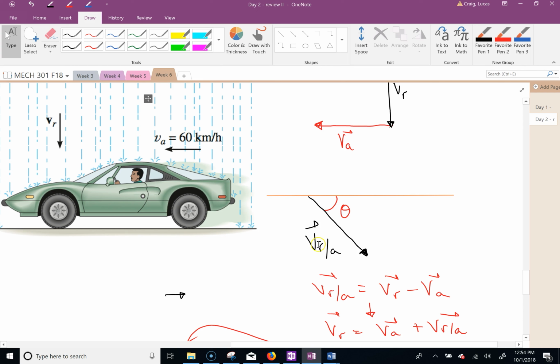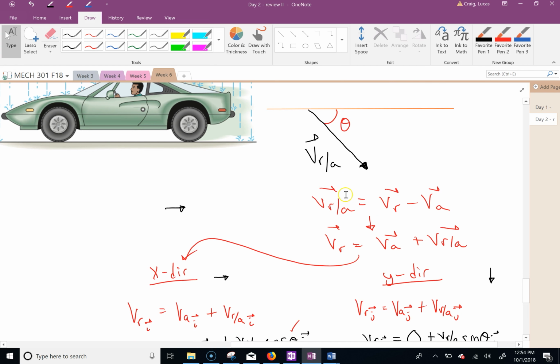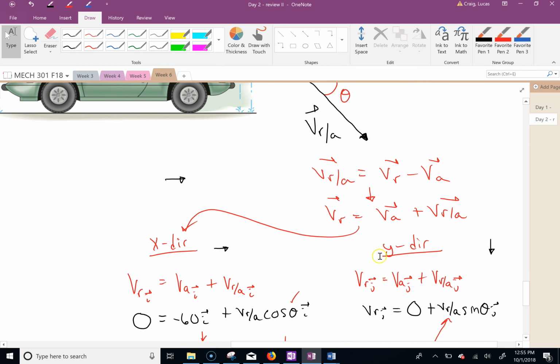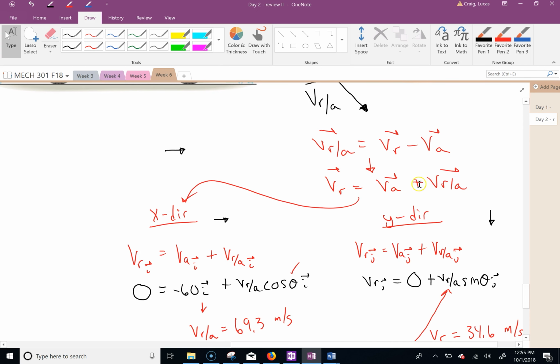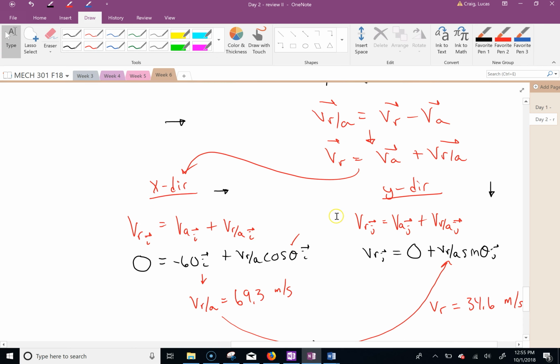That would be the velocity of the rain with respect to the automobile, because we're sitting in the automobile, and here's the angle. So what I do is I said, okay, I know this equation here. Velocity of the rain with respect to the automobile is velocity of the rain minus velocity of the automobile. Rearrange to solve for the velocity of the rain. Now this velocity of the rain equation has two components, the x direction and the y direction.